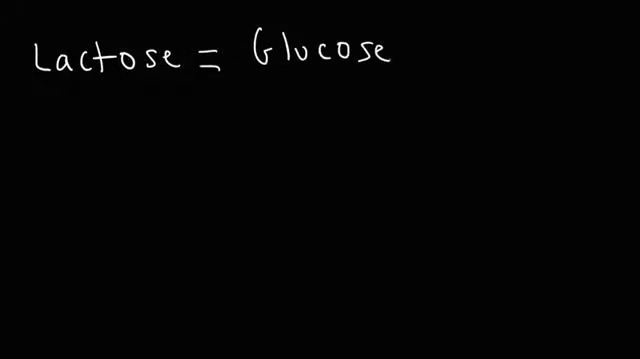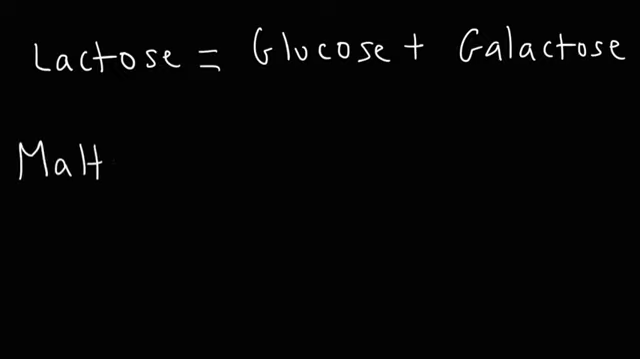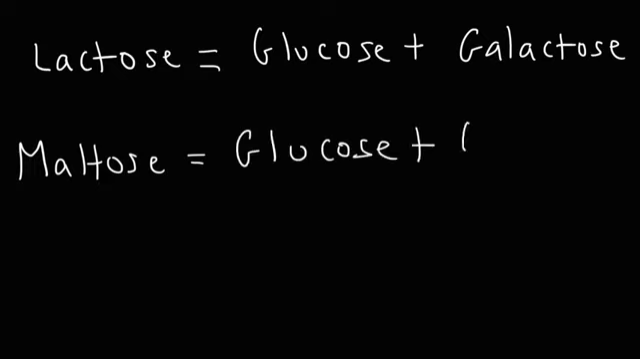Now, there are some other disaccharides that you need to be familiar with. One of them is lactose. Lactose is basically milk sugar. Lactose is a disaccharide made up of glucose and its C4 epimer, galactose. Another disaccharide is maltose. Maltose is composed of 2 units of glucose. So those are some disaccharides that you may need to be familiar with.